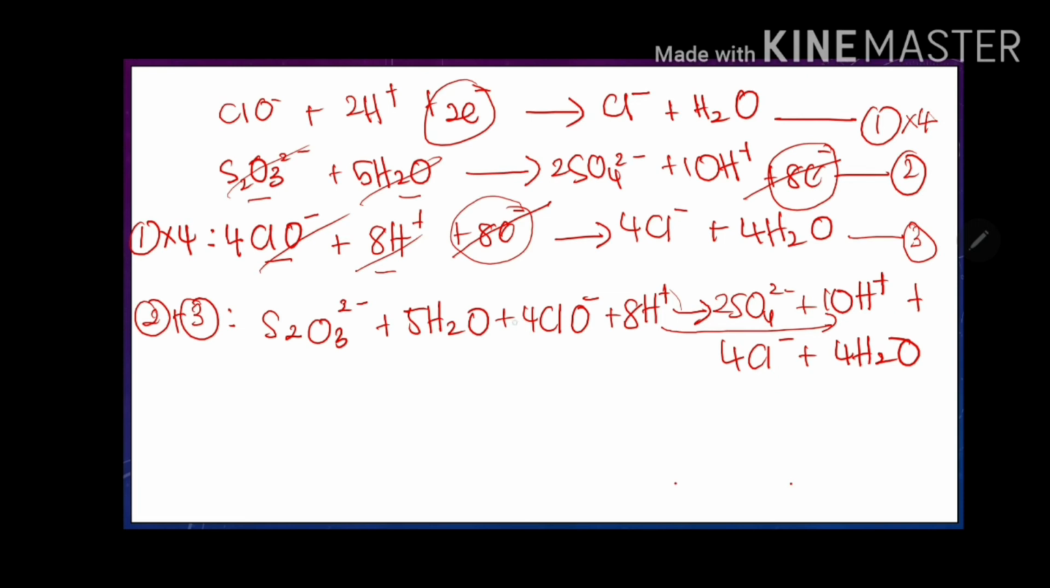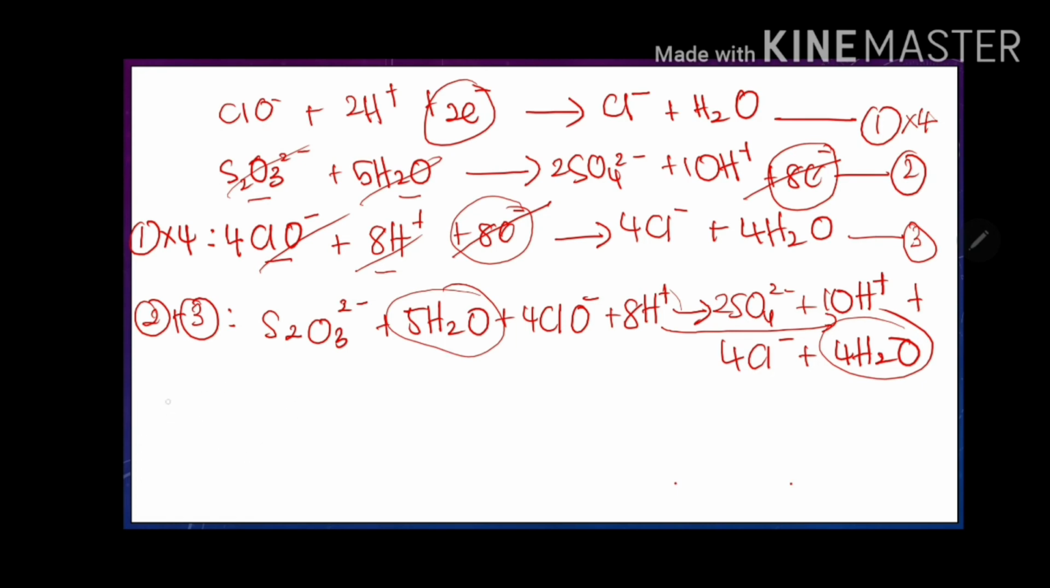Okay, another species is H2O. You can see here H2O. There is 5H2O on the left side and 4H2O on the right side. So if I move 4H2O to the left side, it means 5H2O minus 4H2O becomes 1H2O on the left side and no H2O on the right side.